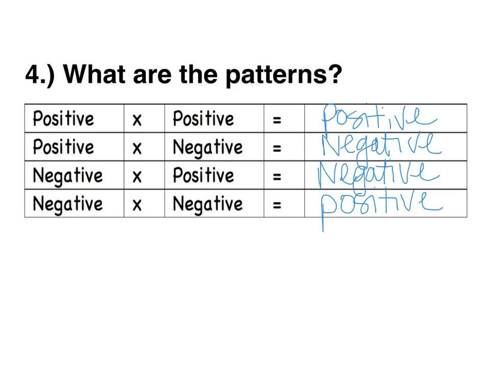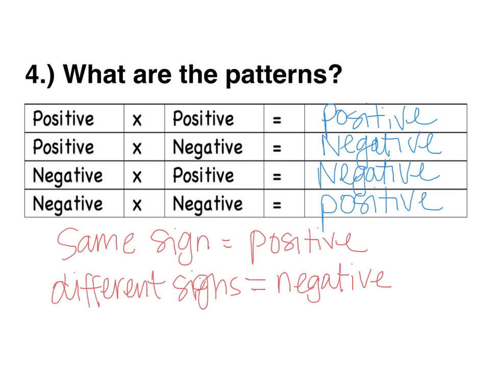So, here's the complete table. A positive multiplied by a positive, this is what we learned in elementary school, it's going to stay positive. A positive times a negative or a negative times a positive is going to give us a negative result, and a negative times a negative gives us a positive.